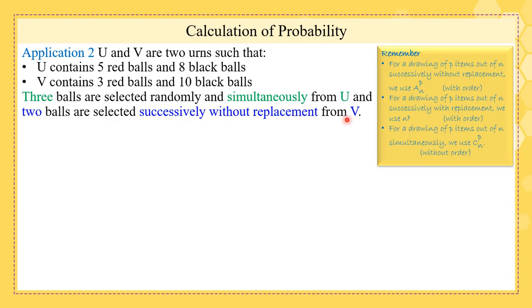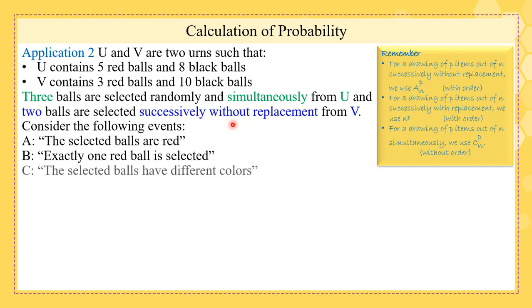So now we're going to choose 5 balls, 3 from U and 2 from V, and balls from U are selected simultaneously, whereas the balls from V are selected successively without replacement. Now consider the events. Let's begin with the probability of A. Try to do it alone, try to think about it. Remember, we have 2 different cases.